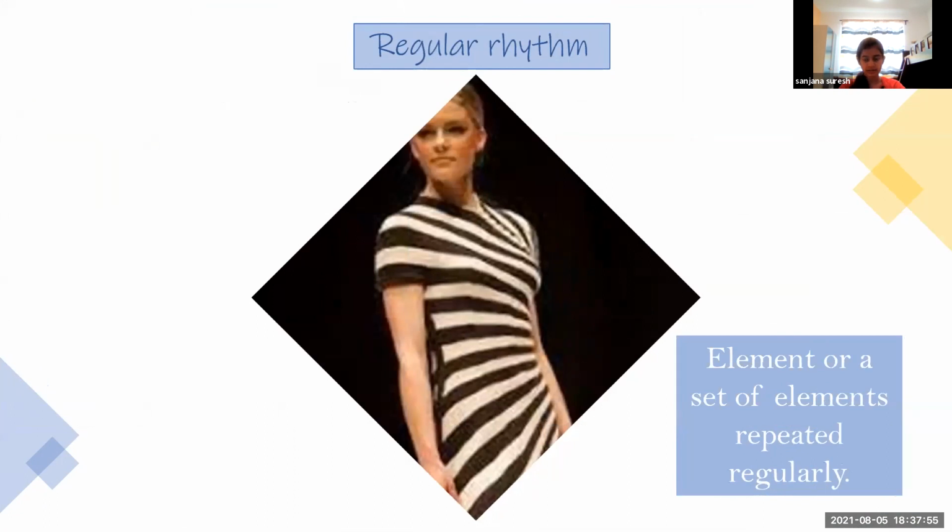So regular rhythm, ma'am, just a second. Okay. Regular rhythm is an element or a set of elements that is repeated regularly. So in this figure, you can see the element that is line. It is repeated regularly.